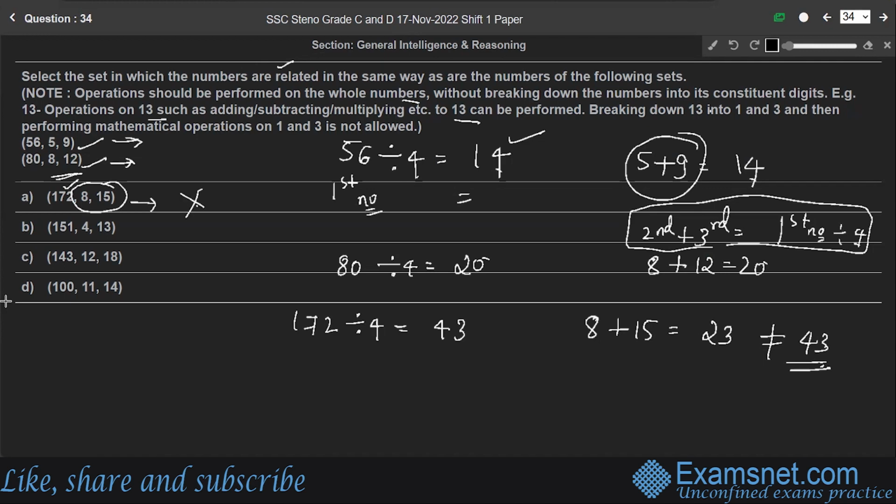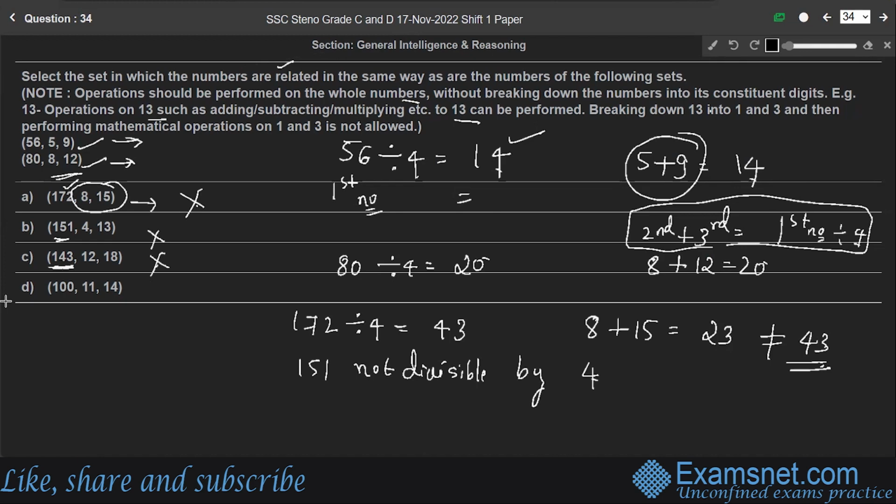Whereas in the second option, we have the first number as 151, which is not an even number and is not divisible by 4 also. So 151 is not divisible by 4. Therefore, we cannot try option B. Consider option C, in which the first number is 143, which cannot be divisible by 4. Therefore, no need to go for option C also.